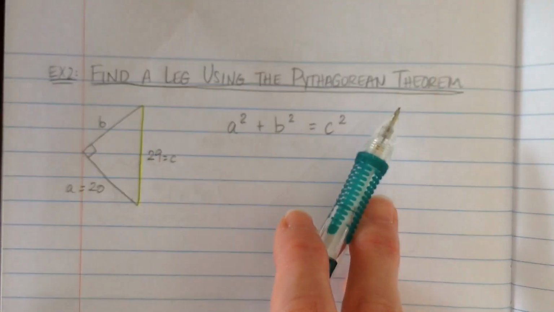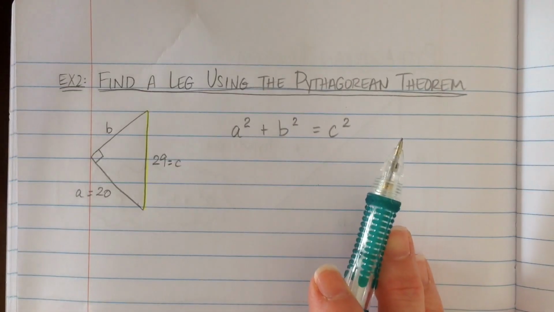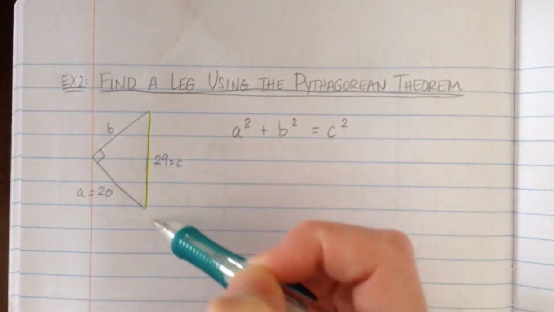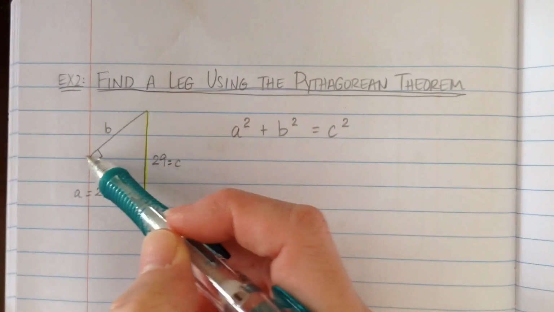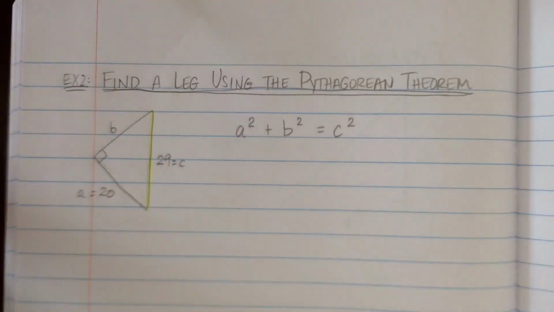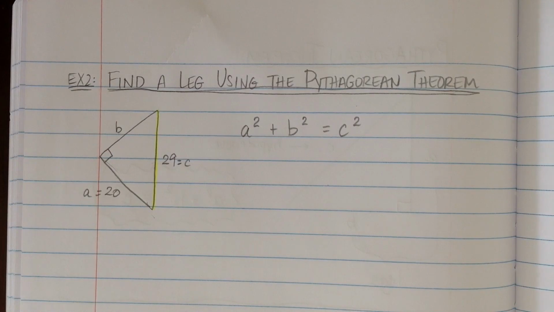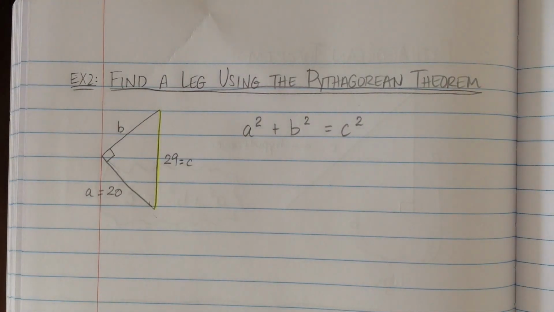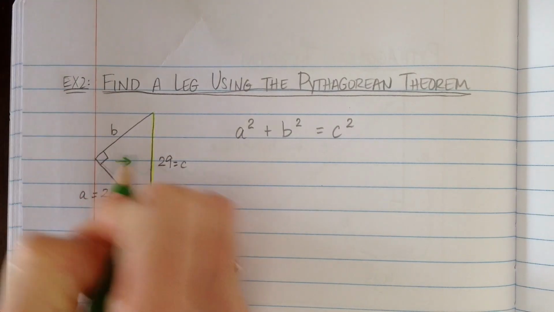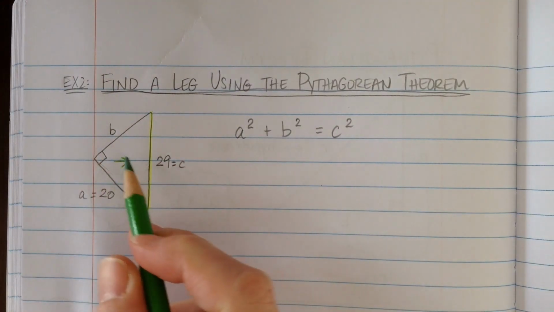So remember that the legs are the two sides that go along the right angle, okay? These are the legs. This is the hypotenuse. The hypotenuse is always going to be the side that is opposite of the right angle. The right angle is here, so there's our C over there. It doesn't matter which way the angle is turned.